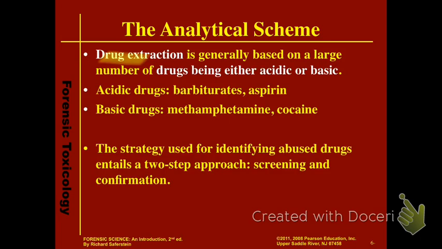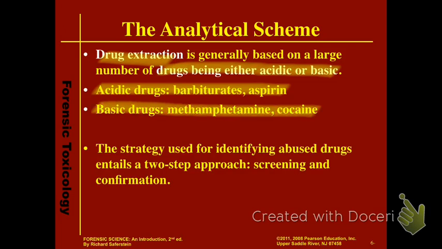Drug extraction is basically splitting drugs into being acidic or basic based on their pH. Some examples are here. Acidic drugs are barbiturates and aspirin. Basic drugs are meth and cocaine. So acid, if you remember, pH from 0 to 6.9. And bases are from 7.1 to 14.